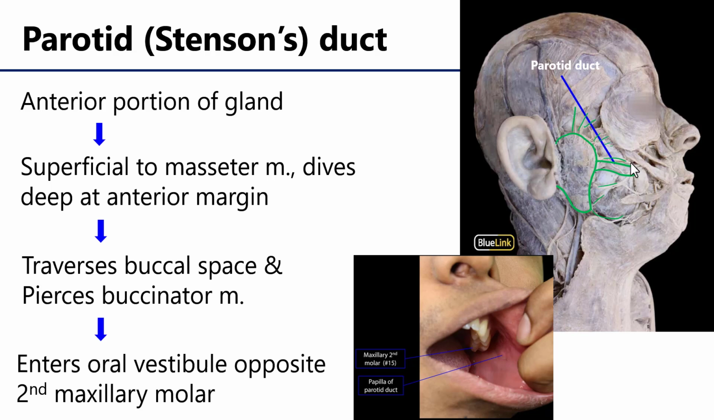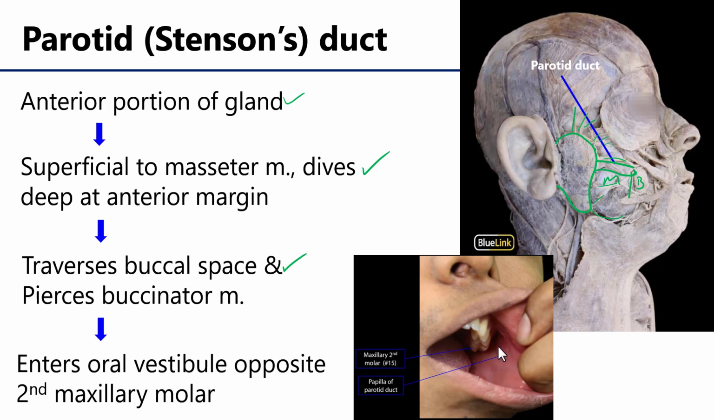So we begin by exiting the anterior aspect of the gland, and it moves superficially over the masseter there. And then it dives deep at the anterior margin of the masseter, which we can see right there. There's the buccal fat pad. So here it's diving deep between the masseter and the buccal fat pad in the buccal space. It traverses that space and it pierces through the buccinator muscle.